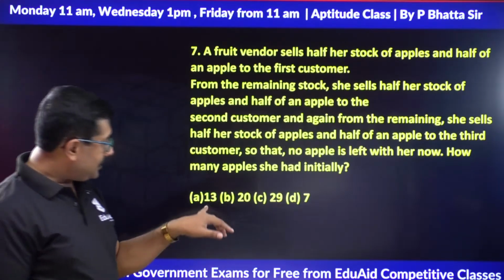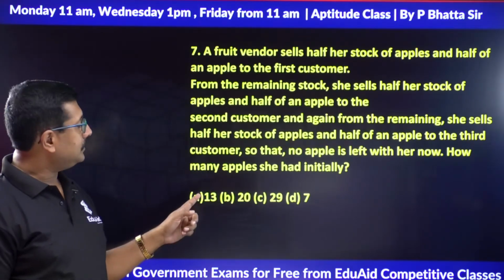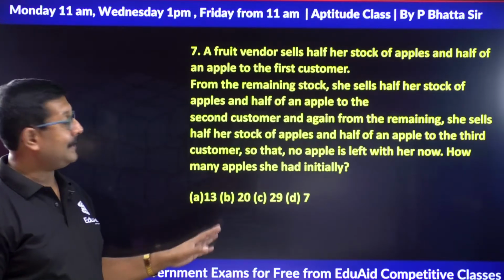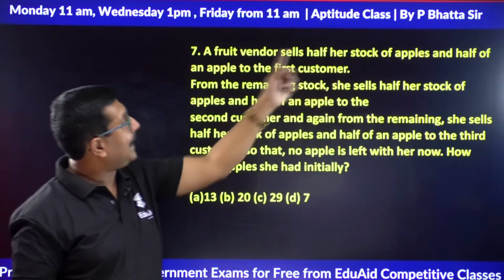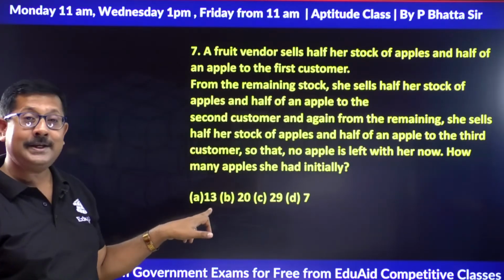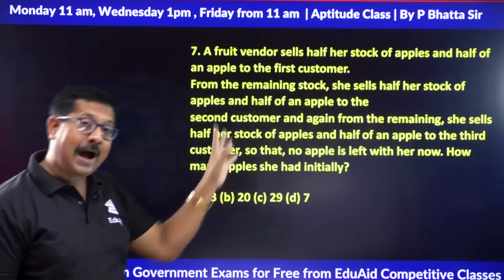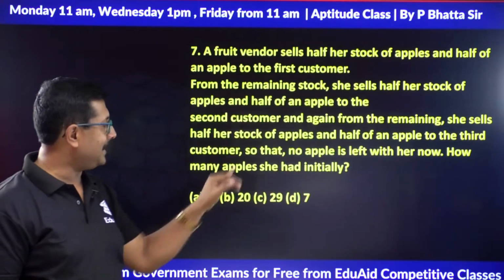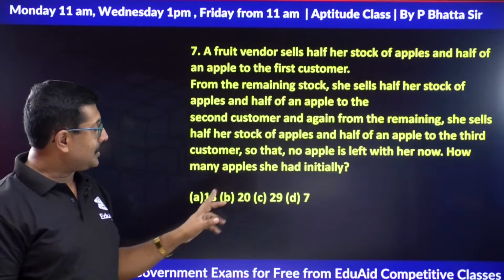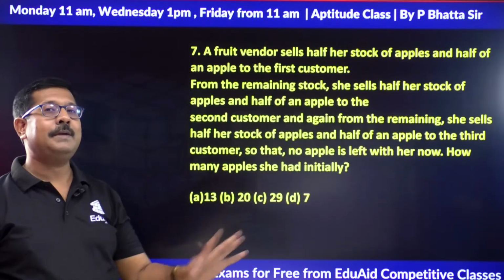মই আৰু এবাৰ ৰিপিট কৰি দিছো। প্ৰথম কাষ্টমাৰ জনৰ লগত 13 apples আছিল বুলি আমি ধৰি লৈছো। সো যদি 13 apples আছিল, ফাৰ্ষ্ট কাষ্টমাৰ জনক কিমান দিছে? Half her stock of apples and half of an apple. So half her stock এতিয়া কিমান হৈ গল? 13/2, that means 6.5. আকৌ half of an apple. Half her stock দিয়াৰ পিছত আকৌ half of an apple দিয়া হৈছে, তাৰমানে 0.5 এটা দিয়া হ'ল। So 6.5 plus 0.5 মানে 7.